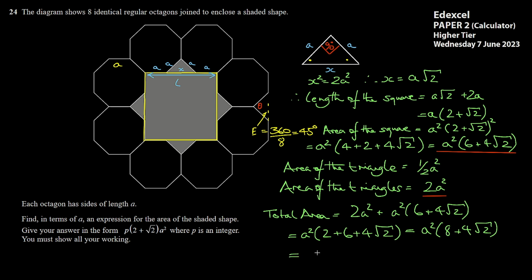So this is equal to, well, I'll do it in their way, which is 4, then the bracket, which now reduces to 2 plus root 2, and a squared on the end. So we've proved it, and that is your answer.